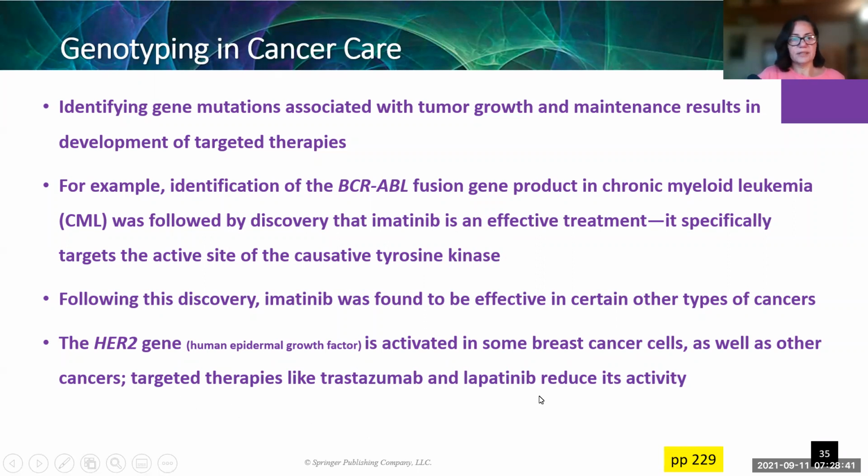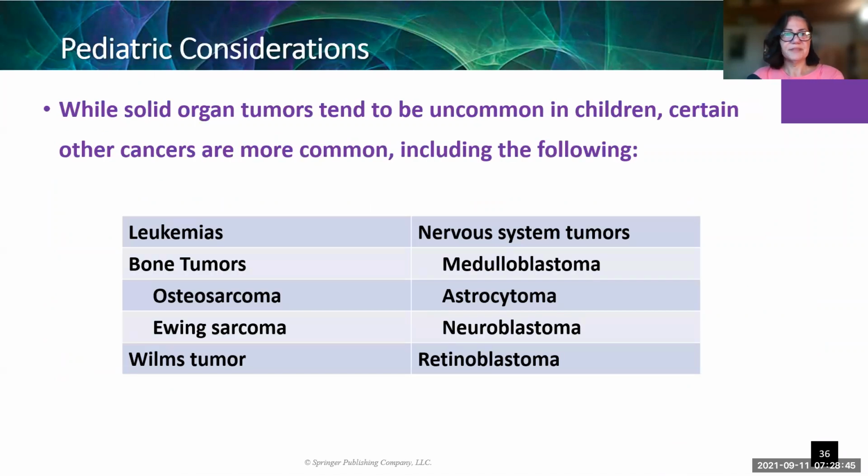And then some other targeted therapies. Pediatric considerations. Solid tumors are less common in kids. The most common cancers that develop in kids are associated with the bloodstream, are the leukemias. Here are some other, some solid tumors, but mostly what we deal with in pediatric cancers are leukemias.